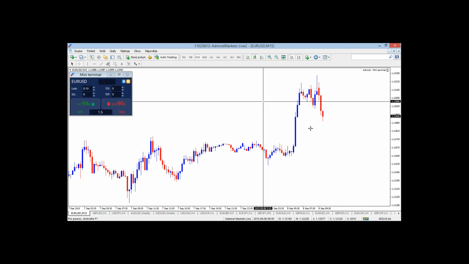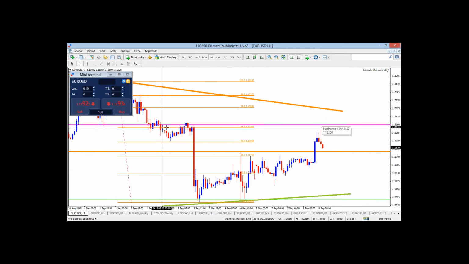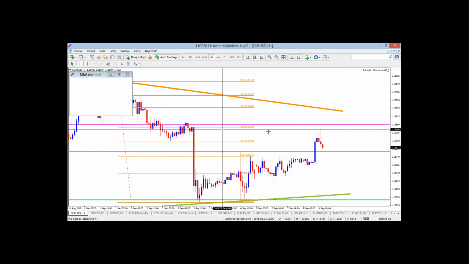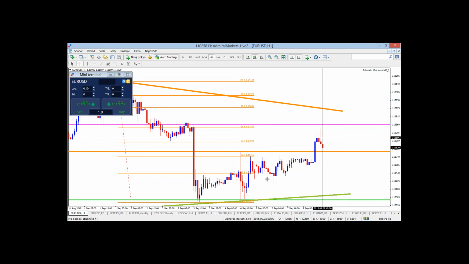So I would say that looking at the euro dollar 1 hour chart, that is still more of a sell zone. We have this resistance level, this resistance trend line, the 61.8 Fib, the 112.50 level, pretty close by. So from that point of view, perhaps a bit more of a resistance zone and then more of a correction to the upside.